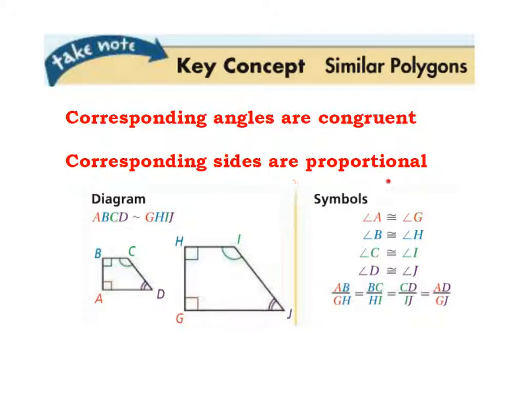And then the sides have to be proportional, which means when you look at a ratio of this side to this side, that ratio has to hold true all the way through the figure. So you can see here, they've set it up: AB to GH needs to be the same as BC to HI. So if this is twice as long as this, then this better be twice as long as this. It's kind of like that all the way around the figure. If those two things hold true, you've got similar polygons.